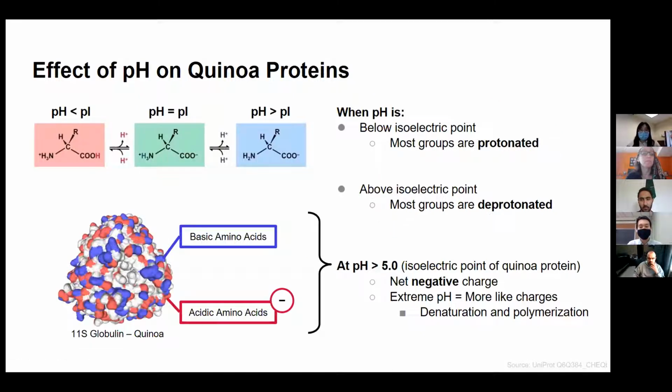As we learned in class, when the pH is below the isoelectric point, most of the functional groups are protonated, so the protein has a net positive charge. Oppositely, if the pH is greater than the pI, then most of the groups would be deprotonated, and that would give it a negative charge. Therefore, at pH above 5, the quinoa protein should be negatively charged. The number of deprotonated groups increases the further the pH is from the isoelectric point, and so the proteins may denature and polymerize at extreme conditions. So pH is an important factor to consider for extraction of proteins.